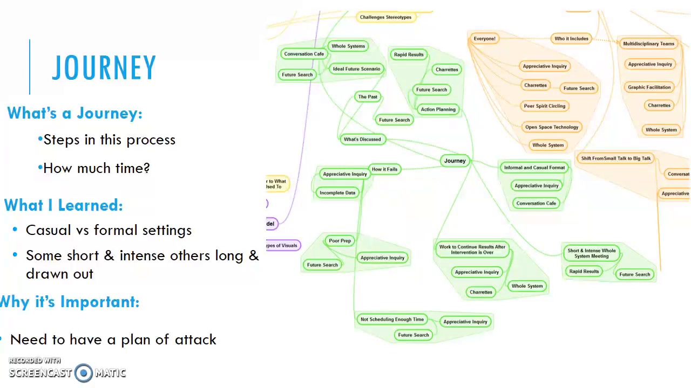And there's different settings that you have. The casual settings, like some is just in a circle with a talking stick, and some are in really formal board meeting type settings. And some of these are really short and intense meetings, and some of them are very long and drawn out. But it's important because you need to know what you're doing. You can't just go in there and hope for the best. You have to have a plan.